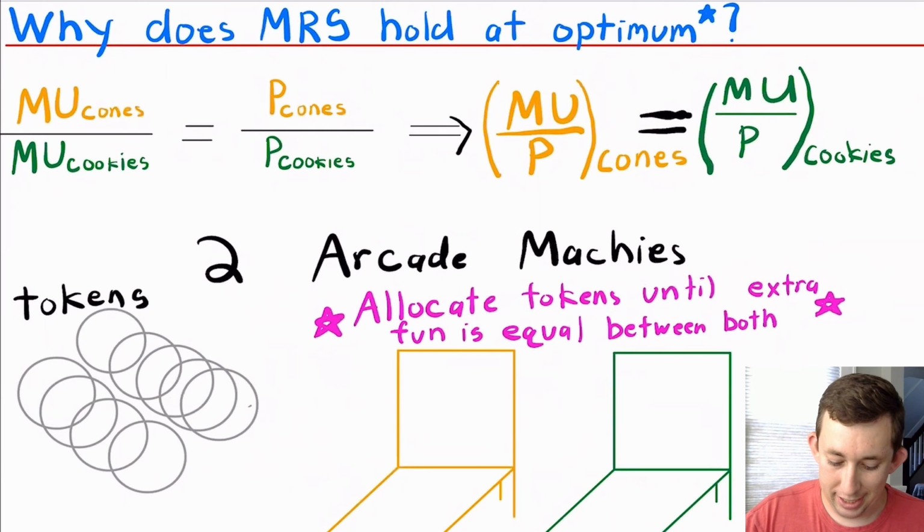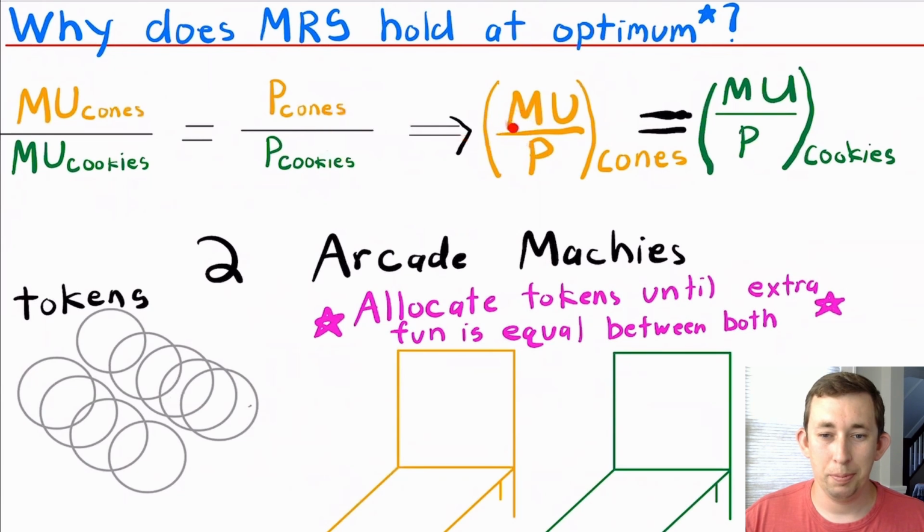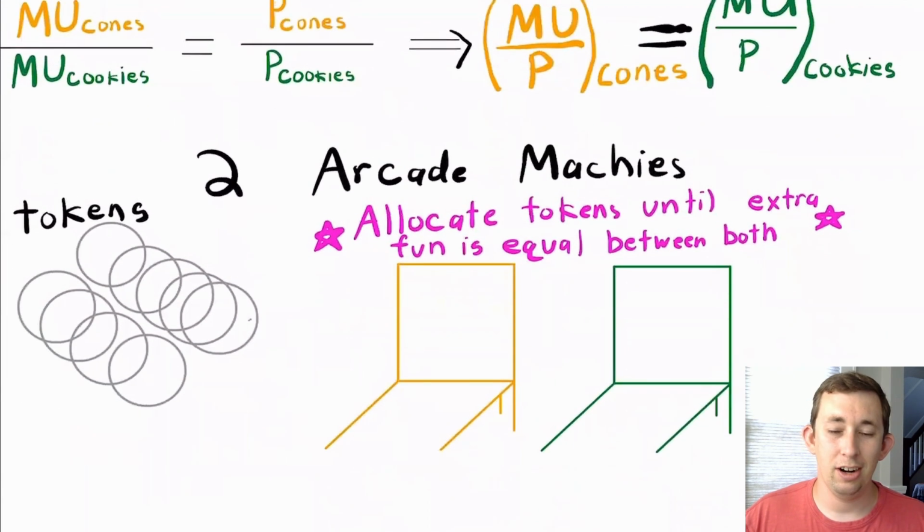So if I take this condition where the marginal rate of substitution is equal to the ratio of the prices and I rearrange it a little bit, I can get that the marginal utility over price for cones is equal to the marginal utility over price of cookies. The reason that is useful is because if we think about an arcade, games take tokens. Now, if you're given a specific number of tokens and there are only 2 games at this arcade, the question is, how do you decide which game to play? How do you decide how many tokens to use for each game?